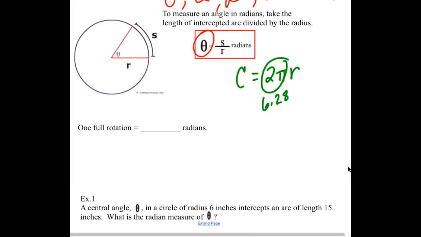So, we talked about going all the way around our circle and that being 360 degrees, right? If we rotated that angle all the way around. So how many radians would that be? I'm hearing 6.28. What's another way of saying that? 2 pi. So we say 1 rotation is 2 pi radians. Okay?